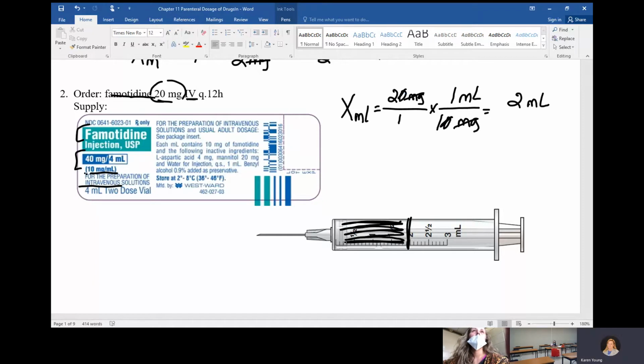Almost too easy, isn't it? Most of them are going to be like this. Most of the calculations are going to be this easy. Look at the next one.